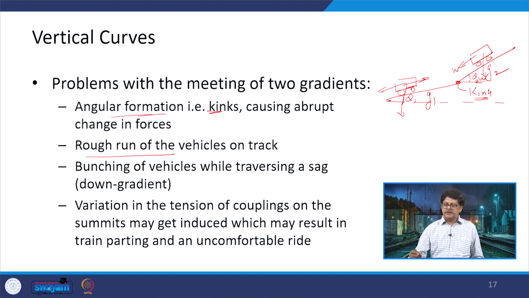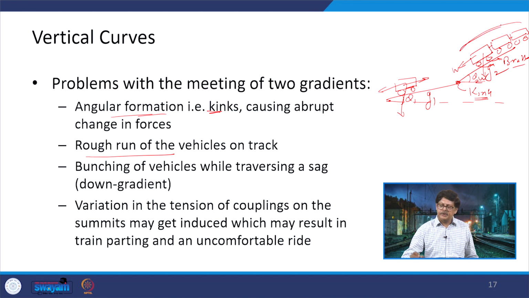Another problem is when these vehicles are moving on gradients that are a bit steeper. The vehicles coming one after the other, because of this particular gradient as well as the application of the brake, since you are trying to reduce the speed, will all get bunched up. It happens mostly in the case of down gradients. They are coming together, so whatever couplings are there between two vehicles are going to be stressed and compressed.